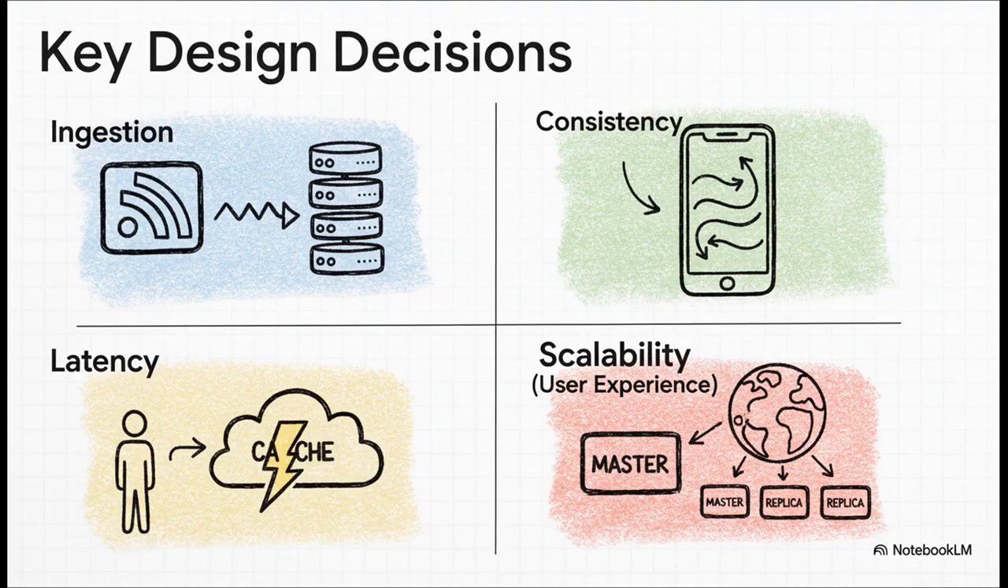So let's just recap the 4 key decisions that really made this all possible. For ingestion, we used a simple, super reliable RSS polling service. For the user experience, we implemented cursor pagination. For latency, we used proactive, real-time caching. And for scalability, we combine those regional deployments with read replicas to handle just about any traffic spike you can throw at it.